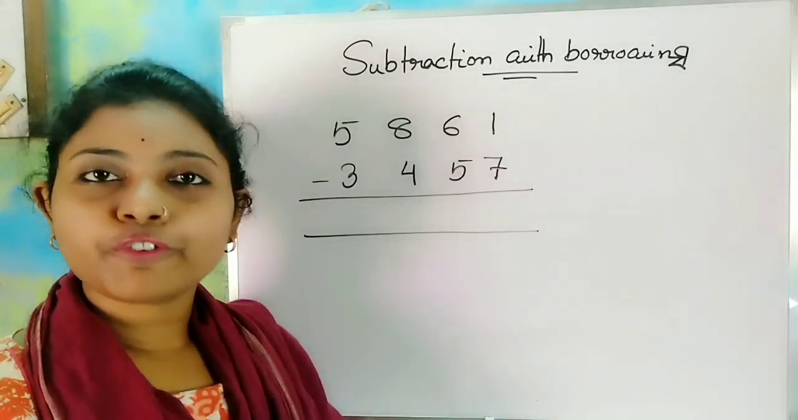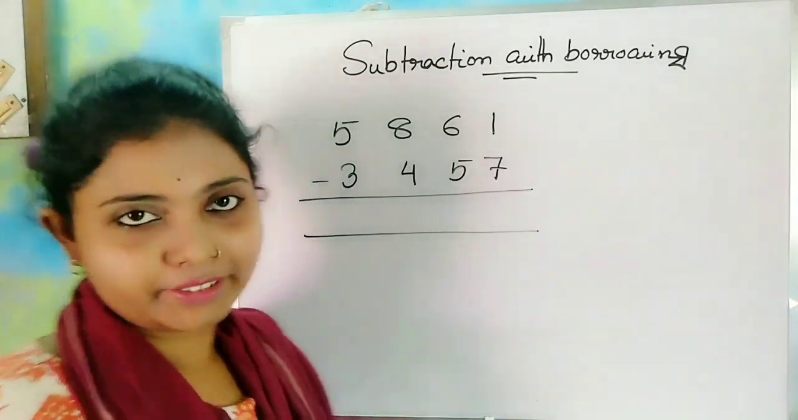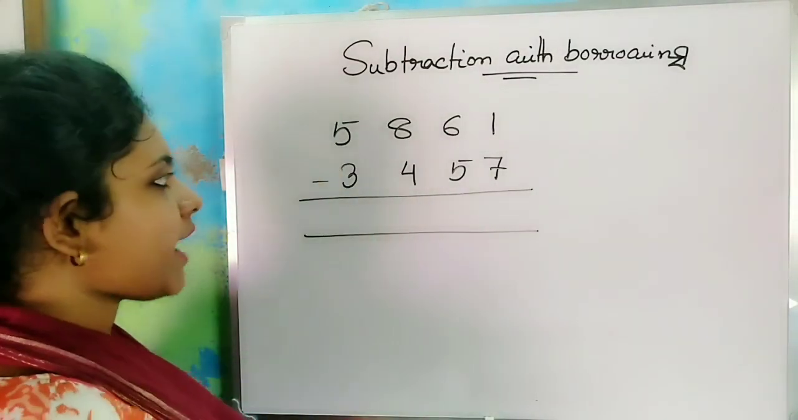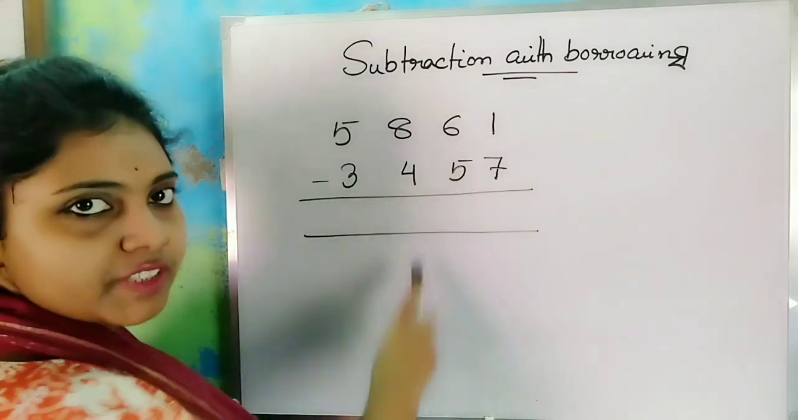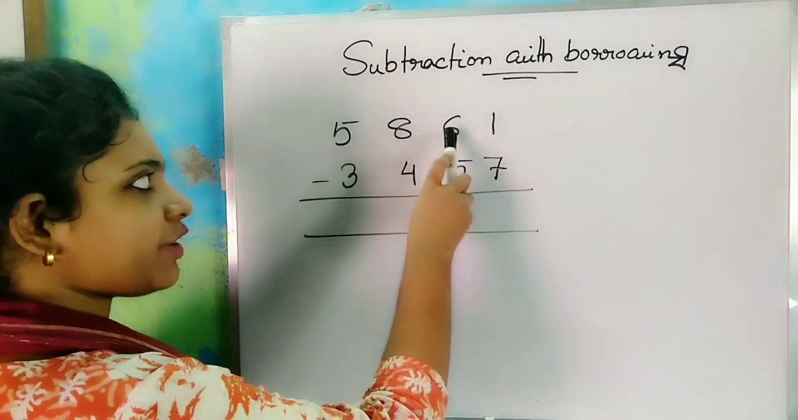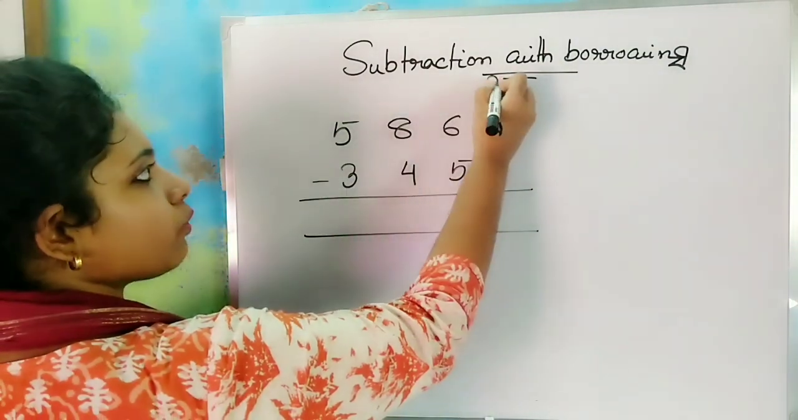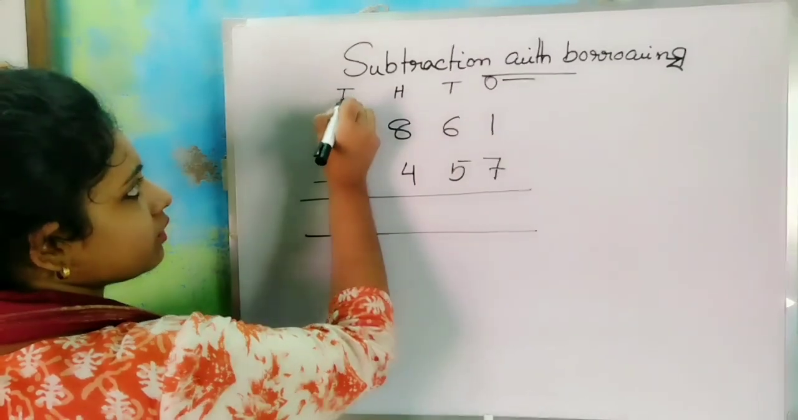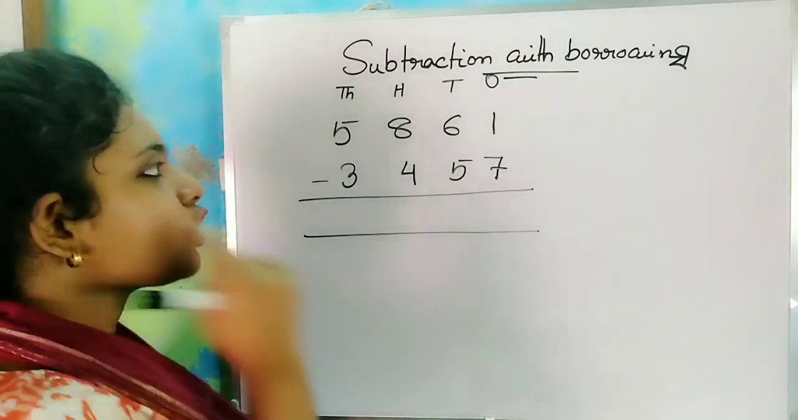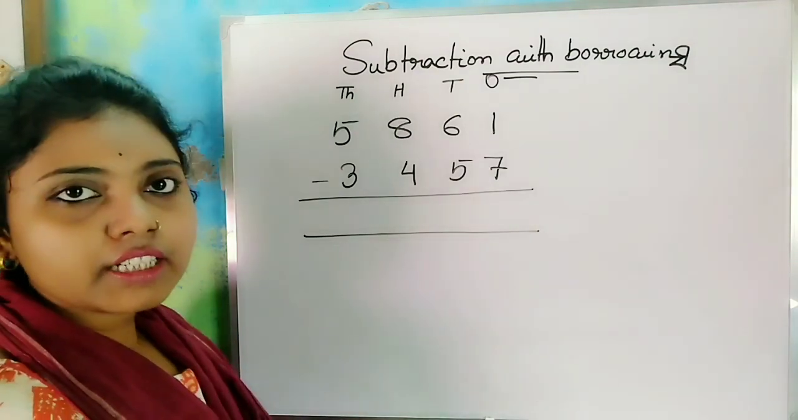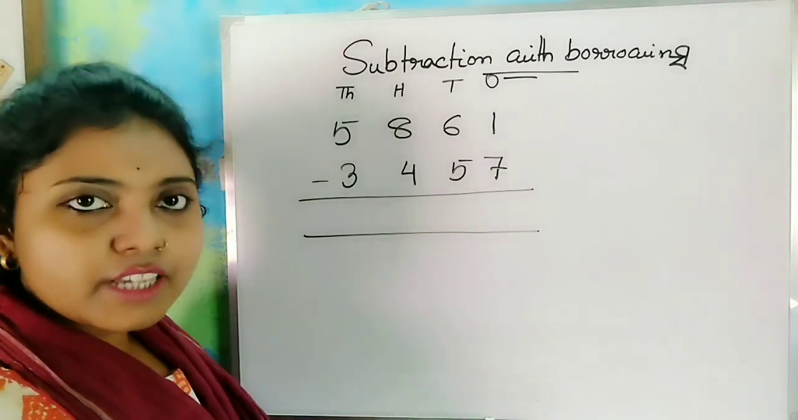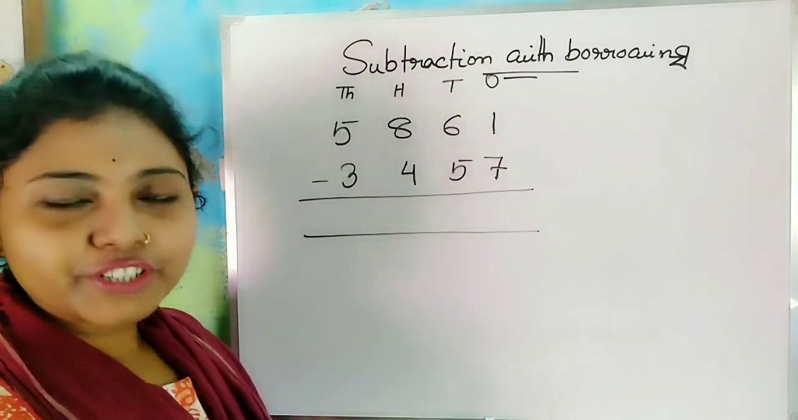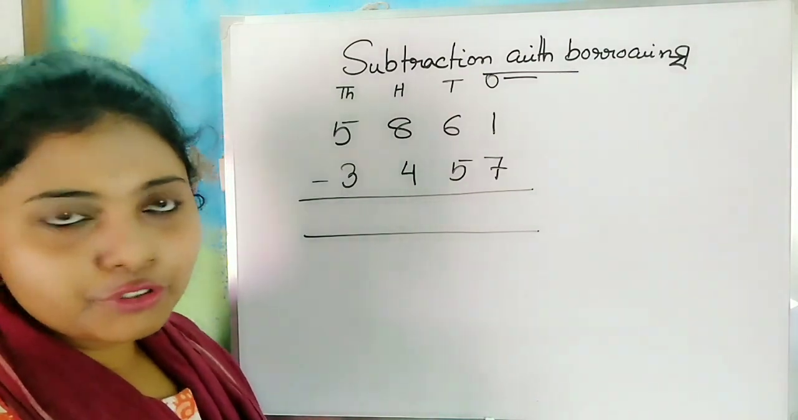Now see, 4-digit subtraction with borrowing from the tens place. We have to subtract 3,457 from 5,861. This is the ones place. You already know the places: tens, hundreds and thousands place. So at first we have to subtract the numbers in the ones place, that is, subtract 7 from 1. It is not possible. So what can I do?